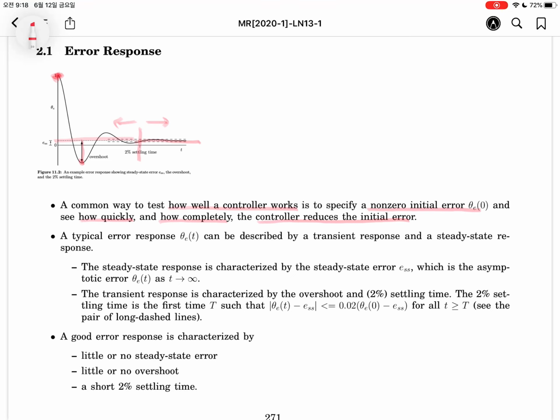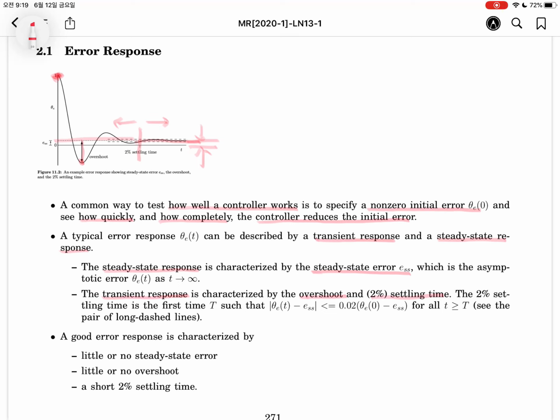As mentioned before, the response is composed of transient response and steady state response. The steady state response will be described using the steady state error, the remaining error here. This is the remaining error. It should be removed or kept as small as possible. The transient response is characterized by two kinds of things: overshoot and 2% settling time. I will describe it later.